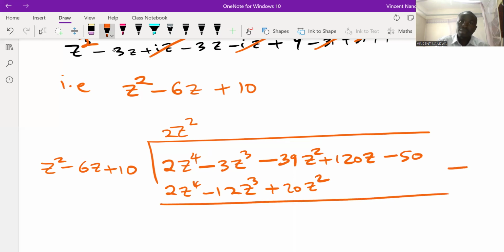Then I subtract. So this will be minus 3 minus minus 12, I'll get 9z cubed. Minus 39 minus 20 will give me minus 59z squared, then plus 120z minus 50.